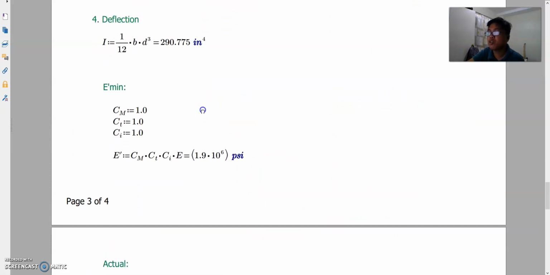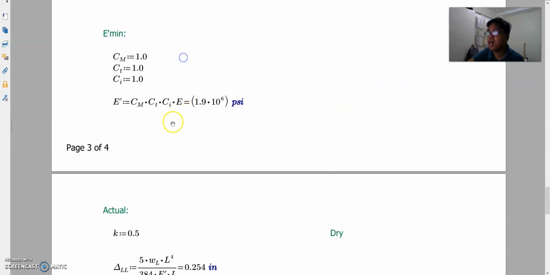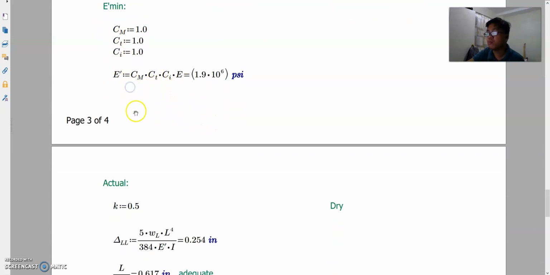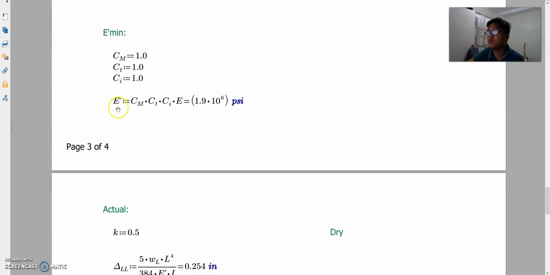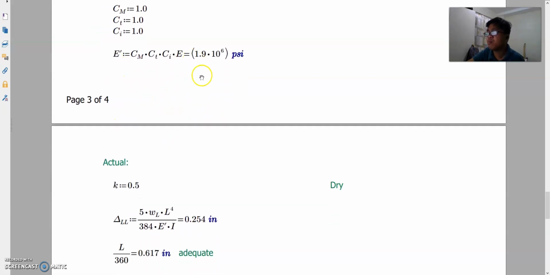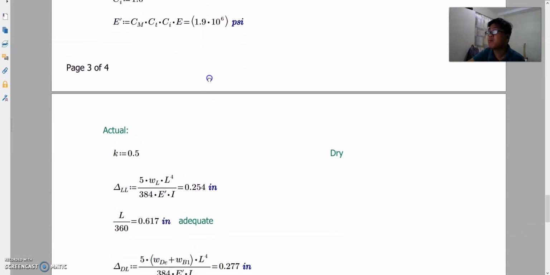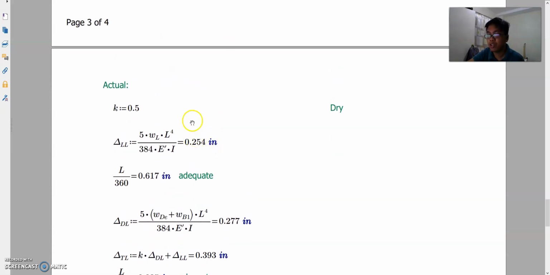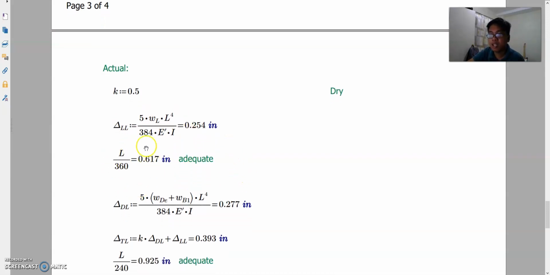Next, we proceed with deflection. So I, it's just a formula, and then E prime adjusted. Oops, that's not E min. It should be E prime. Okay. So E prime is 1.9 times 10 to the 6. And then we get our live load. As you can remember, two criteria for deflection: live load, and then total load. So for live load, we have 5 over 384 since this is a uniformly distributed load. And then our limit is L over 360, and therefore it is adequate.